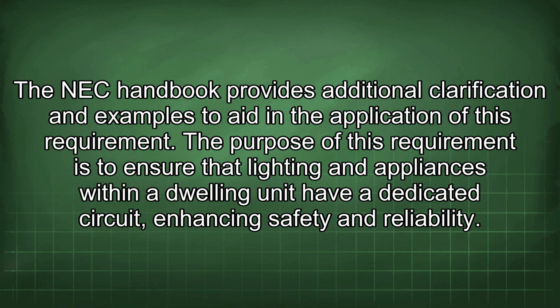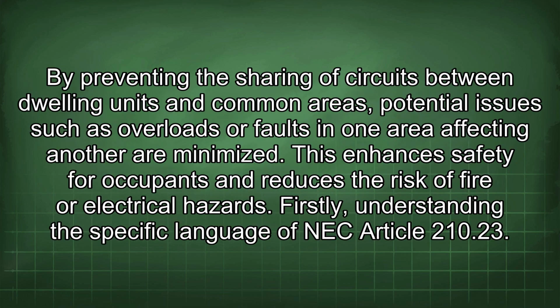The purpose of this requirement is to ensure that lighting and appliances within a dwelling unit have a dedicated circuit, enhancing safety and reliability. By preventing the sharing of circuits between dwelling units and common areas, potential issues such as overloads or faults in one area affecting another are minimized. This enhances safety for occupants and reduces the risk of fire or electrical hazards.